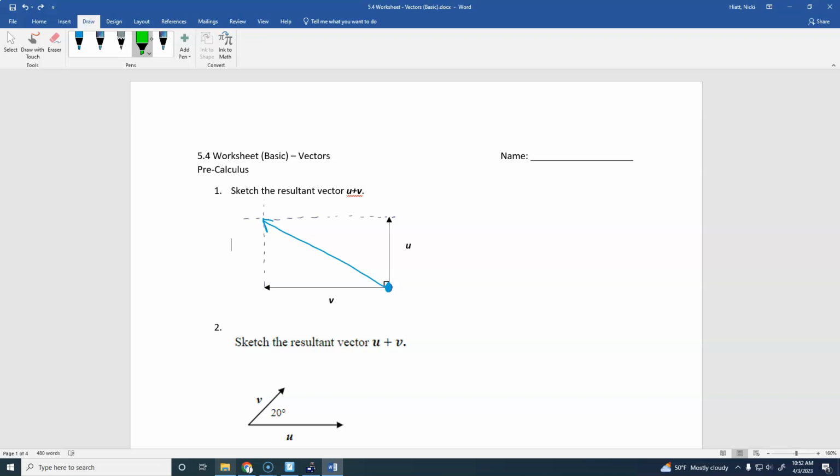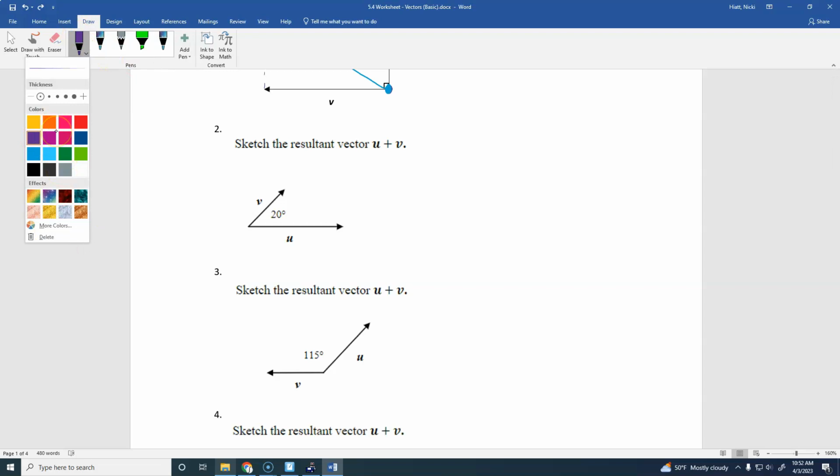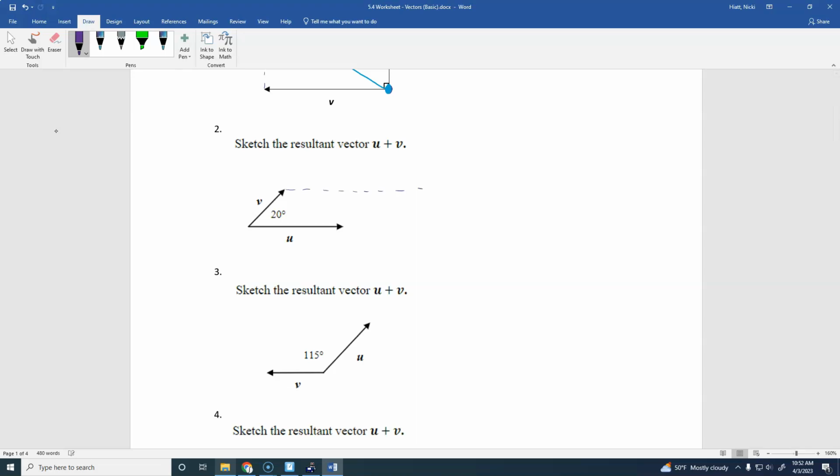Make sure you put endpoints and arrows there when you draw them. Okay. If you're doing one like number 2, you would make a parallelogram. I just always do that by drawing parallel lines as best you can. It's hard to do it perfectly. Okay. And your resultant vector is going to go from that common endpoint to the opposite corner, like that.